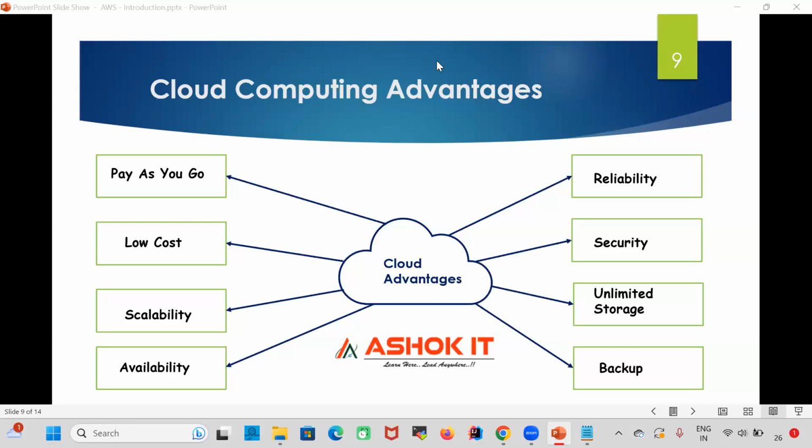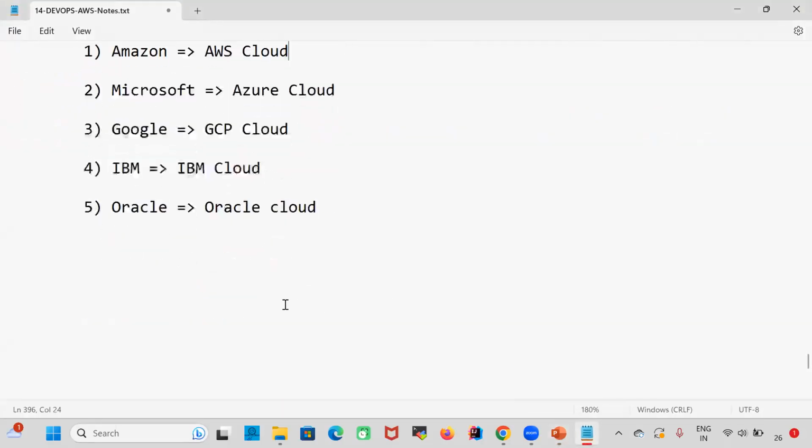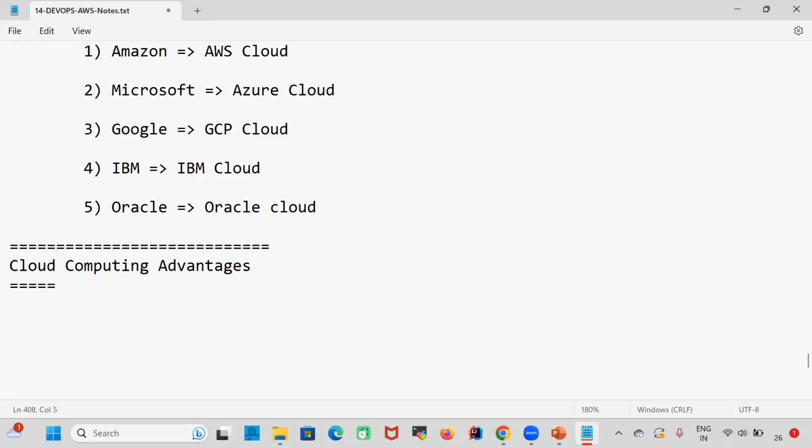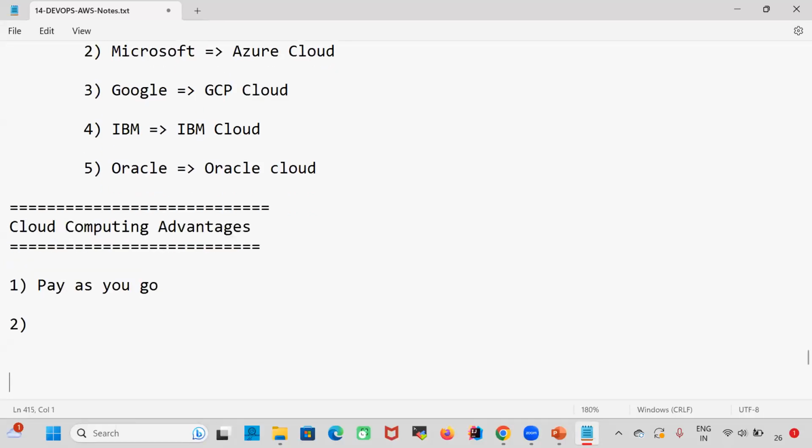Are you guys clear with my point? What is cloud computing and what are the benefits of cloud computing? There are several advantages. Just now we have discussed. What are those? First one is pay as you go. No upfront payment. You don't need to invest anything to use the infrastructure. Less cost will be available.